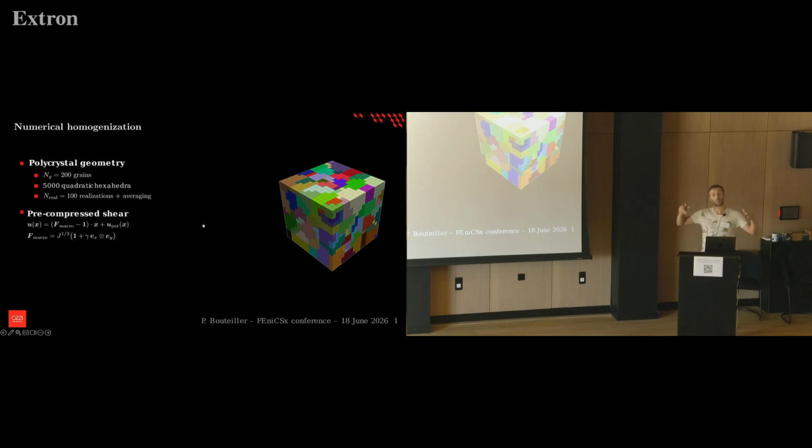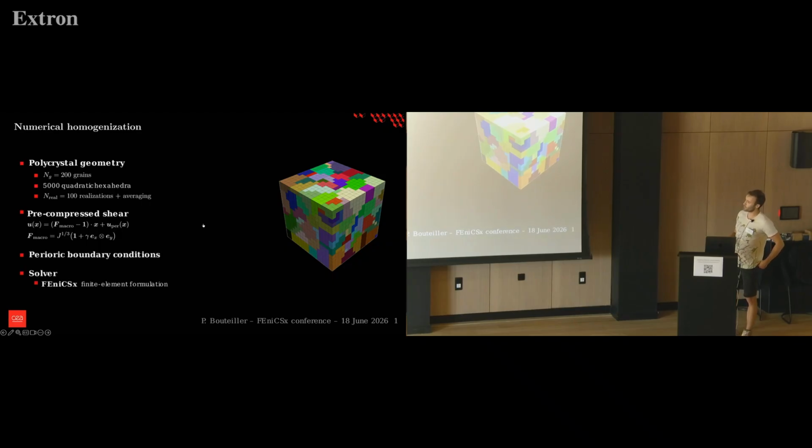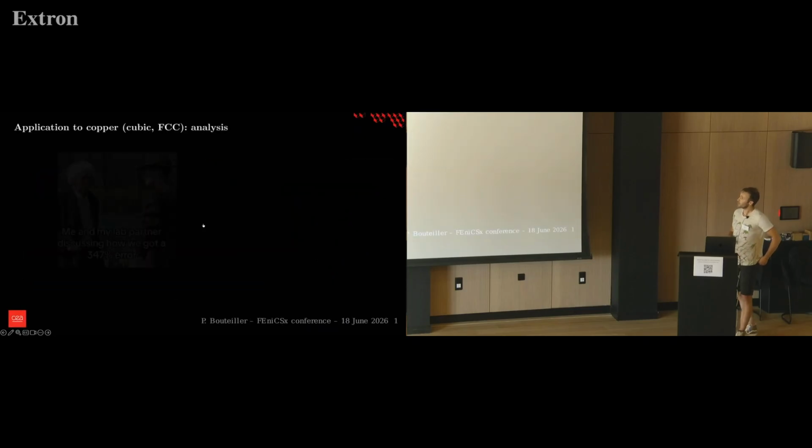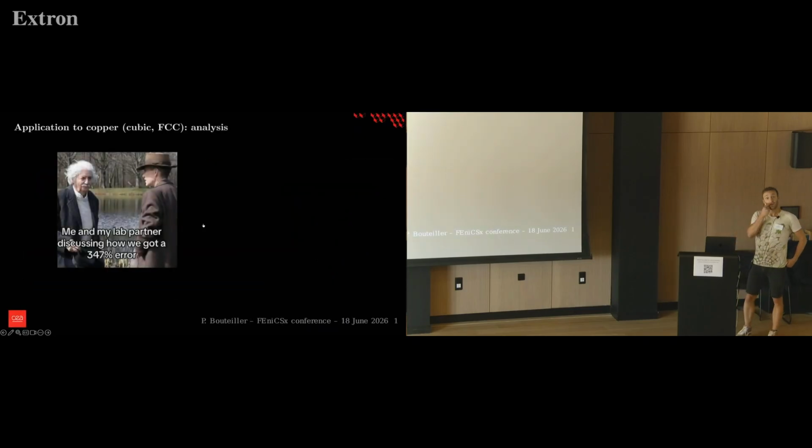We applied a macroscopic gradient of transformation, and we were looking for the periodic fluctuation of the displacement field for it. We applied periodic boundary conditions, and of course, for the solver, we used FEniCSx for the variational formulation. We also used DOLFINx multiple point constraints for the periodic boundary condition. Yeah, so we did it.